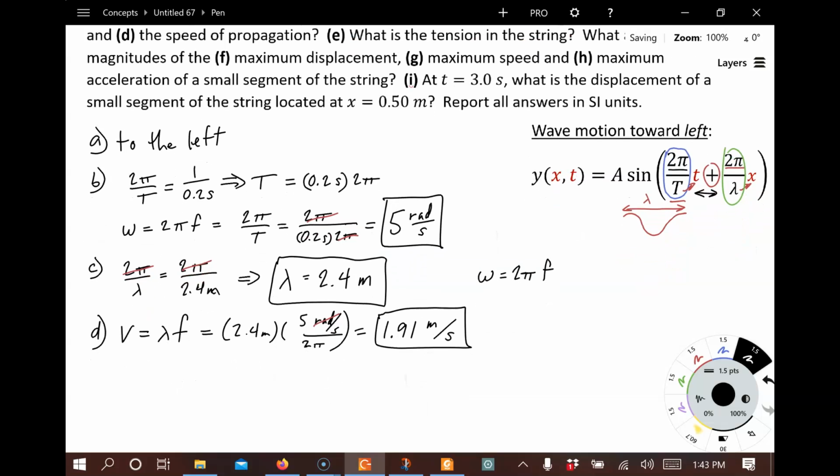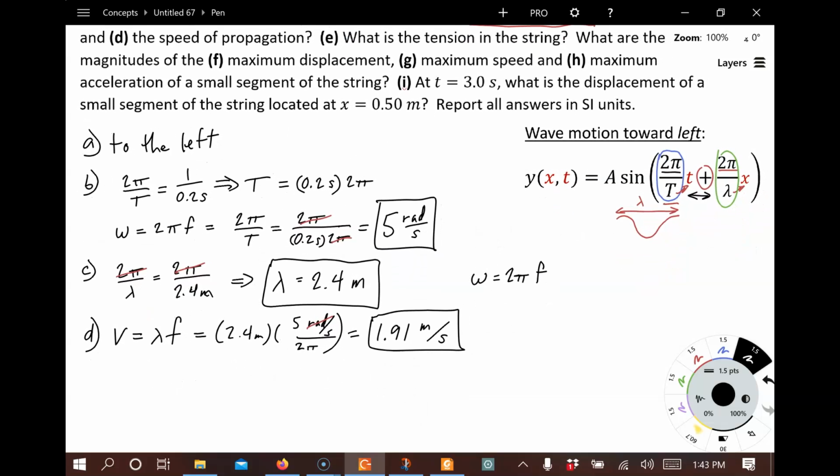So for this one, we're going to need to use the equation that tells us the speed of a traveling wave on a string. That equation, the speed of the wave, is equal to the force of tension that the string is experiencing divided by the linear mass density of the string.